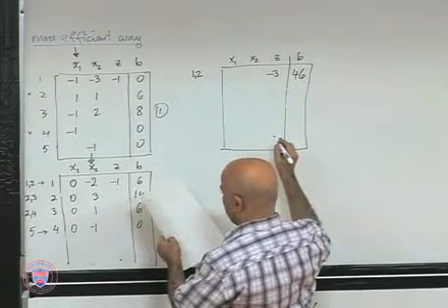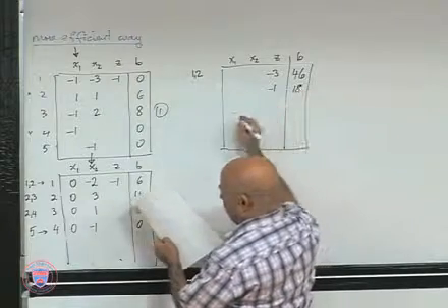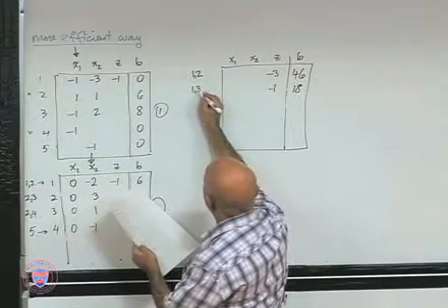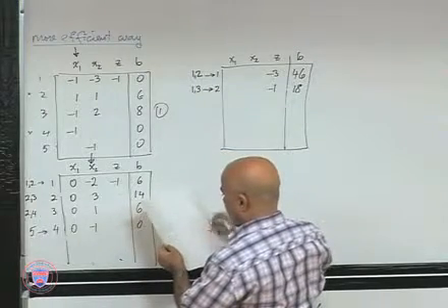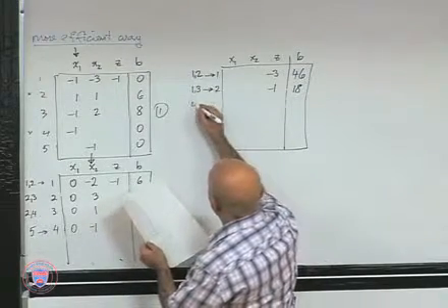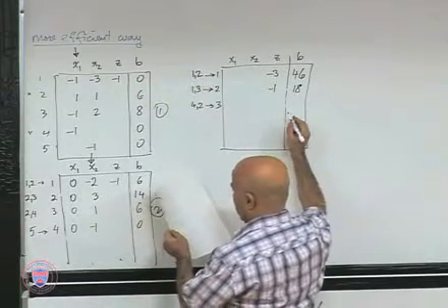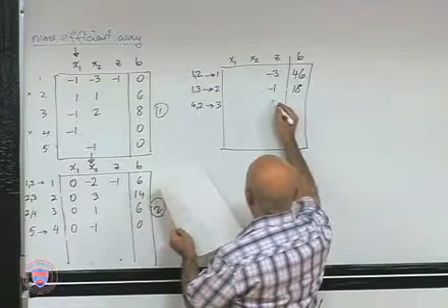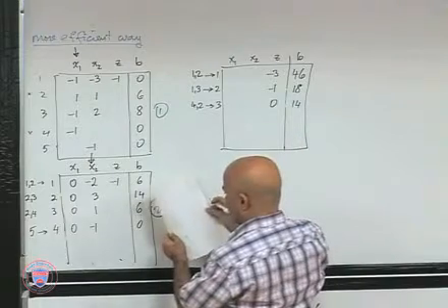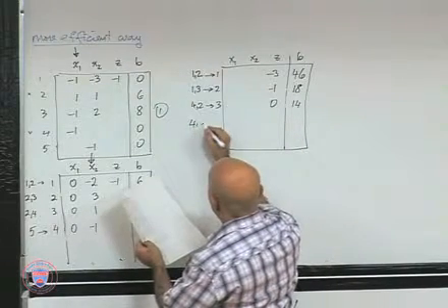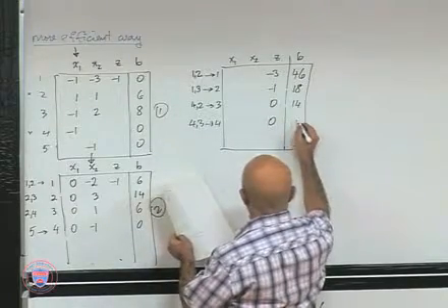The next one is minus 1 and 18. This is the pairing of 1 and 3. And the pairing of 4 and 2. It's 0. There's nothing here. You've got 14 here. And 4 and 3, that's also 0 with 6 here.